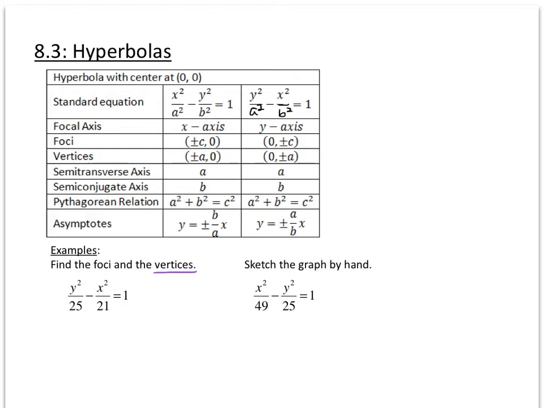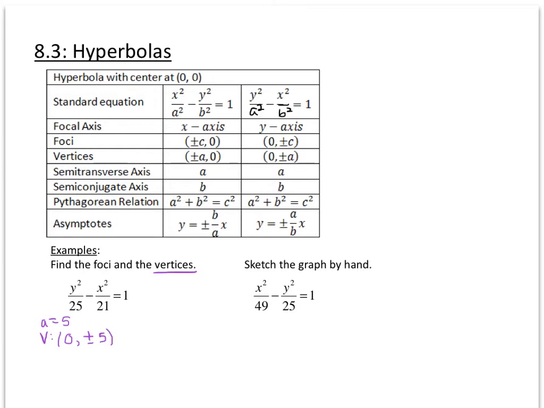To find the vertices, we need to know what a is. Also, it matters that y is in front, so I'm going to use the second column. So to find a, I square root 25 and get 5, so my vertices are 0, plus or minus 5.